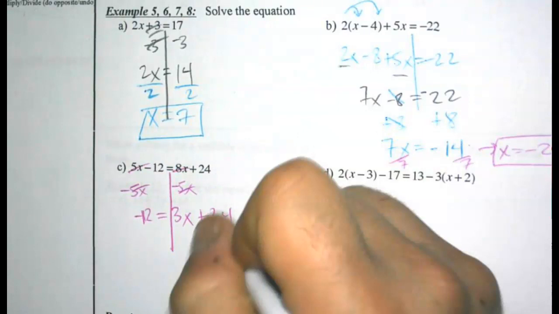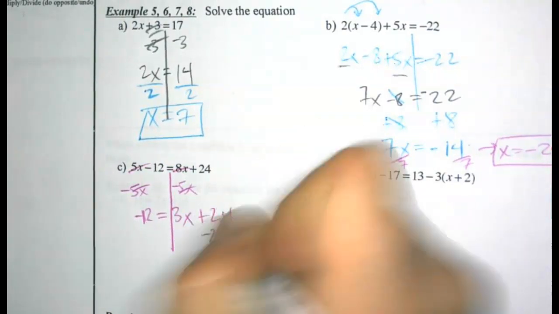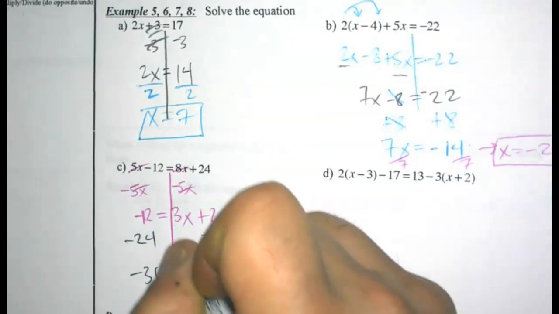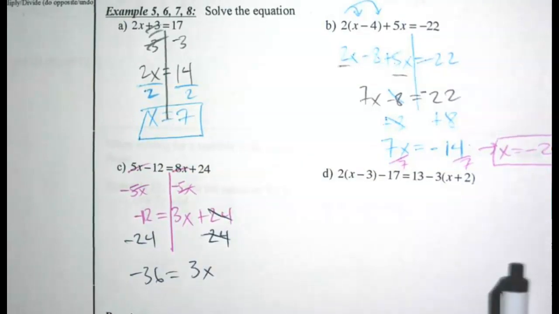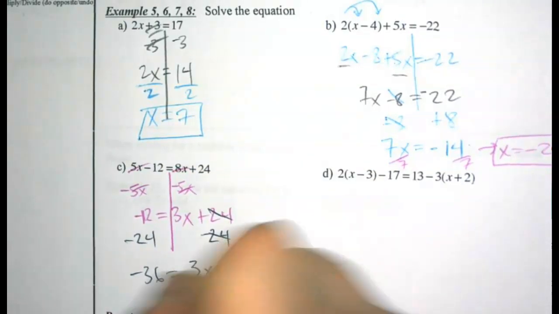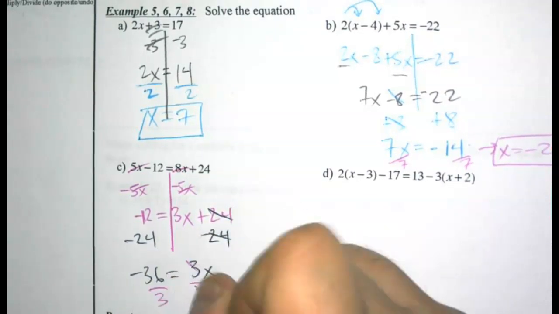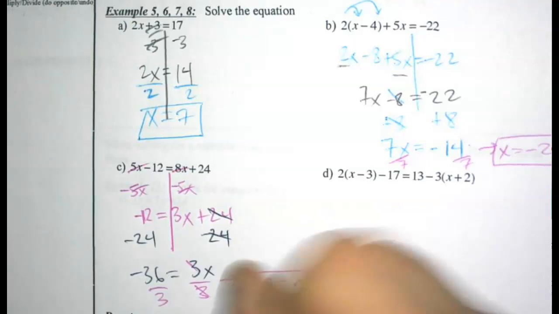I'm ready to undo this addition here. So I'm going to subtract 24. Negative 12 minus 24 is negative 36. Bring down the 3x. The 24 zeroes out. And last step here, divide by 3, right? This is 3 times x, so divide to undo it. And negative 12 is my solution on that one.